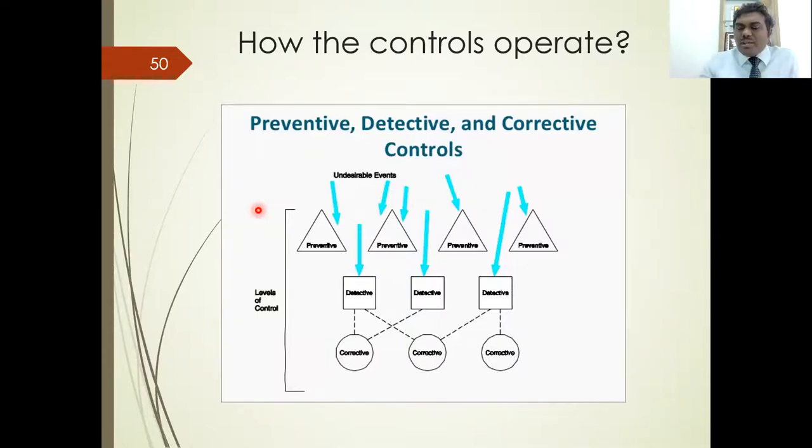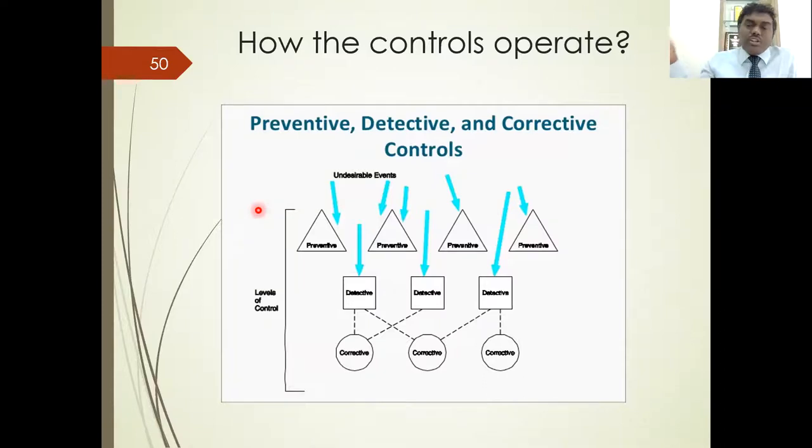If you see very carefully, at the topmost pyramid, you find all the undesirable events which are sitting. This goes through those pyramids over here. If the preventive fails to catch hold of it, the detective has to catch hold of it. Preventive, in fact, will avoid it from taking place.